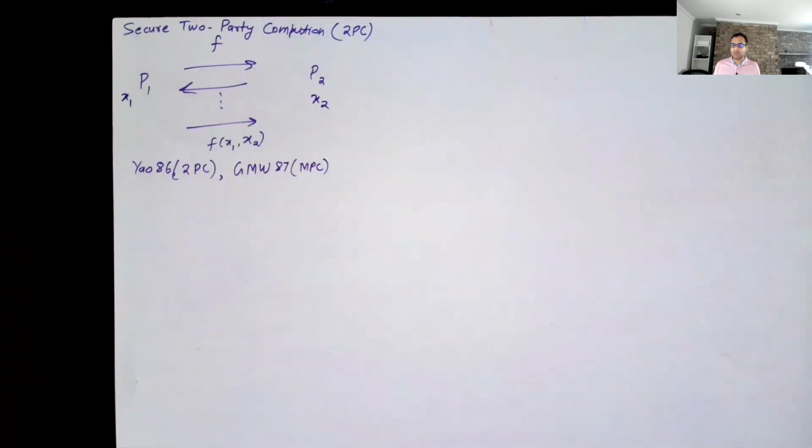The input or the database of the ith hospital would be xi, right? And then maybe they are trying to compute what is the success rate of a particular type of therapy for coronavirus patients, right? And that's a function which takes all the databases as input. And at the end of the protocol, the parties just learn the desired function output without learning any content of the database of the other parties or of the other hospitals, right?